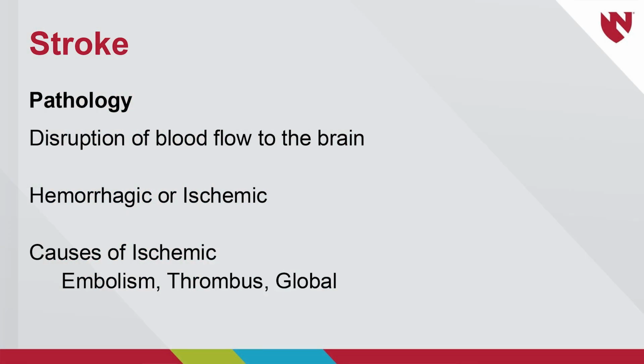Strokes, in a nutshell, is when there's disruption in blood flow to the brain. It can either be hemorrhagic or ischemic. Ischemic strokes can be further broken down into embolic, which is when a particle gets pumped into the brain's circulation and prevents blood flow. Thrombotic, when a blood vessel within the brain clots off, preventing blood flow. Or global, and that is when the heart cannot pump blood into the brain at an adequate rate in order to supply the brain with oxygen.